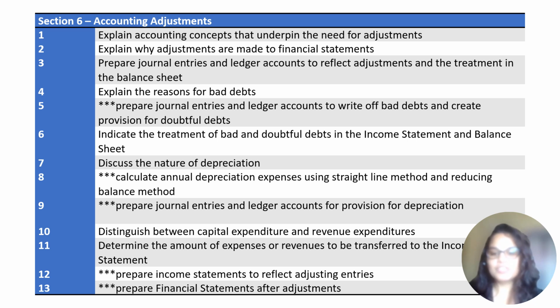So you need to prepare journal entries and ledger accounts to write off bad debts and create provision for doubtful debts. You need to be able to calculate annual depreciation expenses using the straight line and the reducing balance method, prepare journal entries and ledger accounts for provision for depreciation, prepare the income statement to reflect adjusting entries, and prepare the financial statement after adjustments. Sometimes they ask you to show a balance sheet extract, right? So look for the questions in these areas and practice a few. If you're sitting exams in June, note how imperative it is that you have the practical activity in these areas.